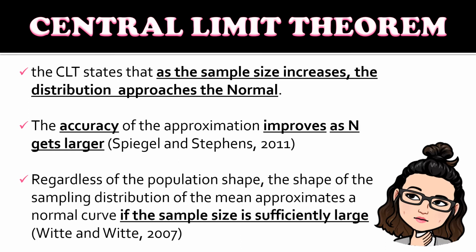And regardless of the population shape, the shape of the sampling distribution of the mean approximates a normal curve if the sample size is sufficiently large. That's according to Witt and Mead, 2007. Meaning that when the sample size increases, it actually approaches the normal. That's what the central limit theorem states.